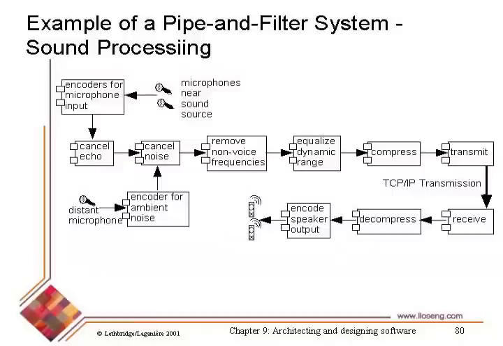Then we have cancel noise. Now cancel noise is actually taking two inputs, both of which are sound. You'll notice that there is an encoder for ambient noise. So that's maybe taking some sound input from maybe the back of the room and feeding that into the cancel noise. The cancel echo is feeding into the cancel noise. The two of them together are then working to filter the sound from the original microphones and outputting sound that has less of the noise, less of what was heard in the back and more of what was heard in the front. This is also a filter.